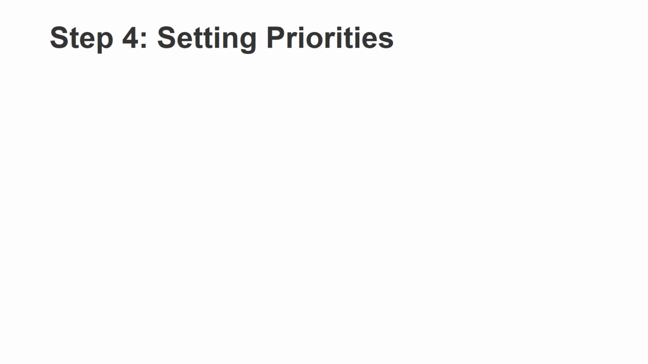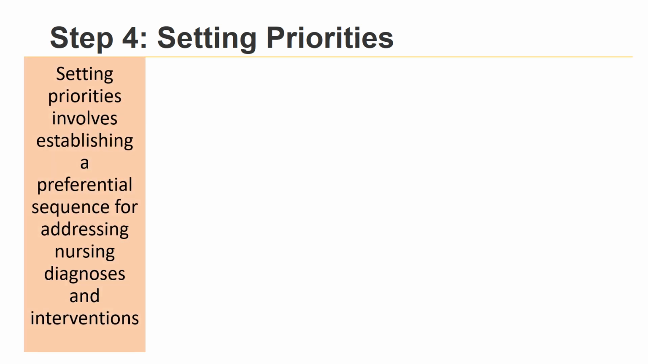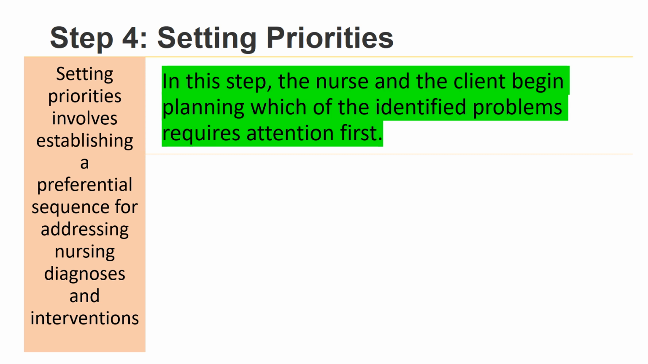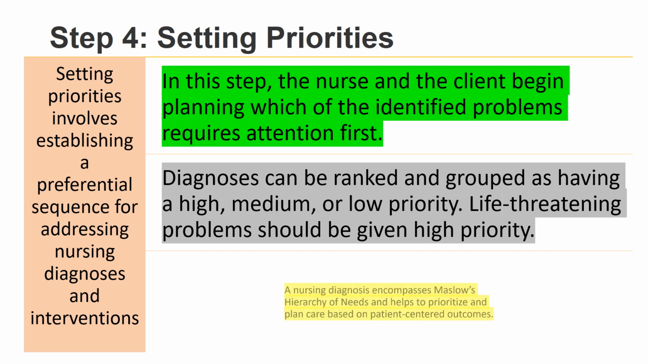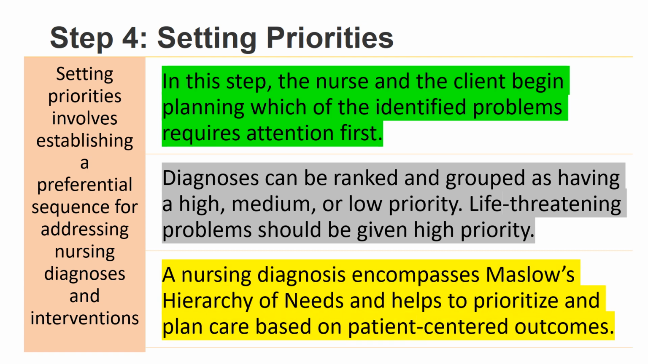Step 4. Setting priorities. Setting priorities involves establishing a preferential sequence for addressing nursing diagnosis and interventions. In this step, the nurse and the client begin planning which of the identified problems requires attention first. Diagnosis can be ranked and grouped as having a high, medium, and low priority. Life-threatening problems should be given high priority. A nursing diagnosis encompasses Maslow's hierarchy of needs and helps to prioritize and plan care based on patient-centered outcomes.